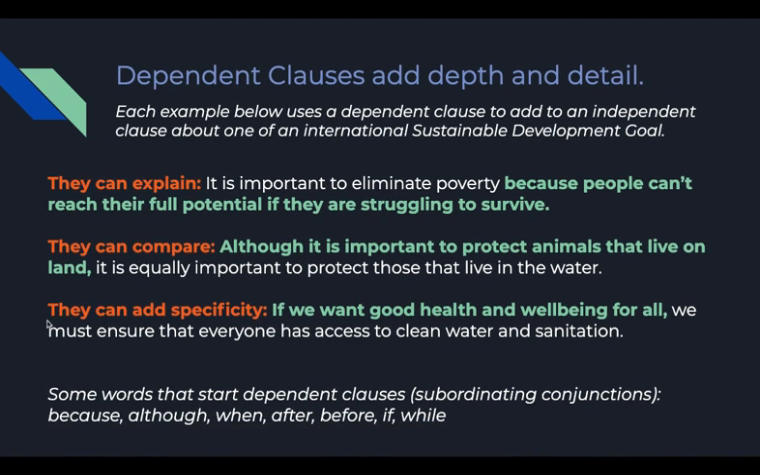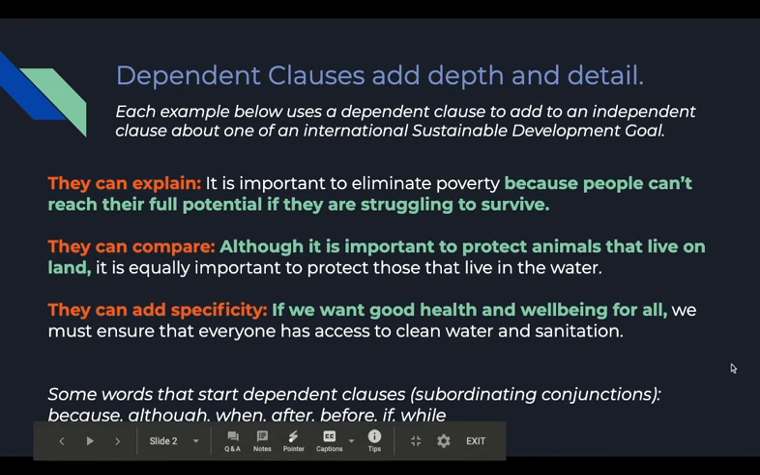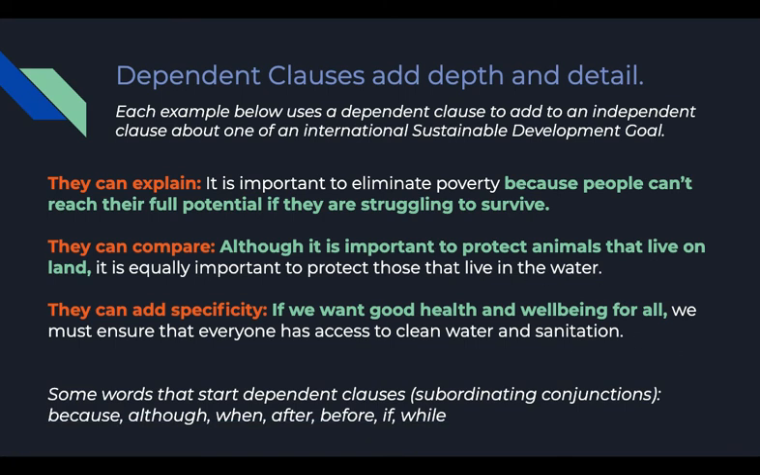And then lastly, they can add specificity. So they could explain the specific circumstances in which you would want to care about something or you'd want to do something or something happens. So in this example, if we want good health and well-being for all, we must ensure that everyone has access to clean water and sanitation. So this goal matters under the specific circumstances that we want good health and well-being for all.